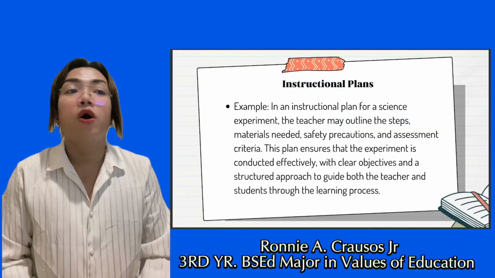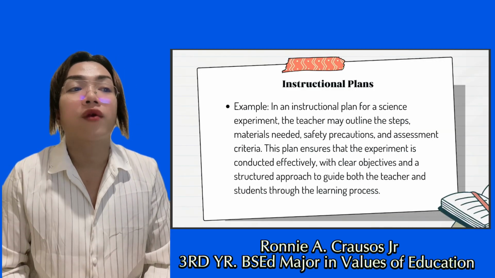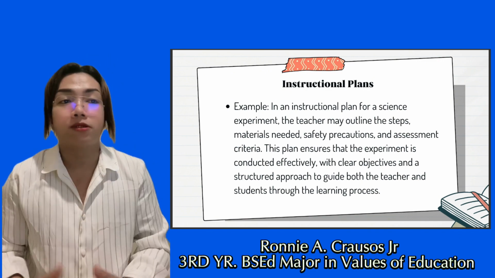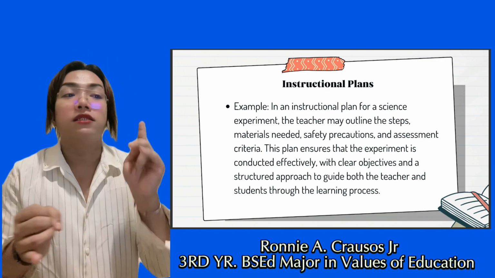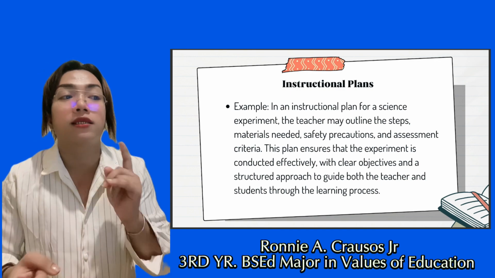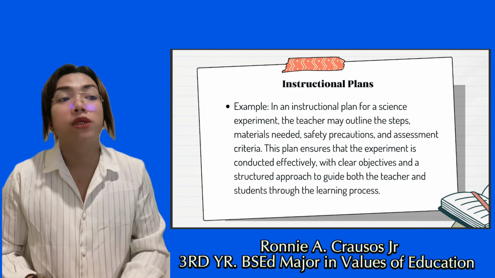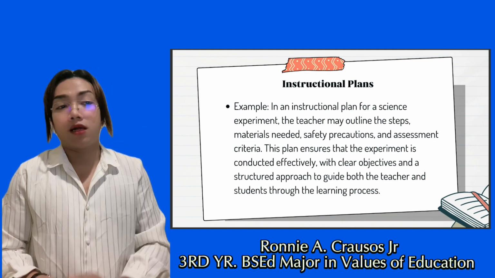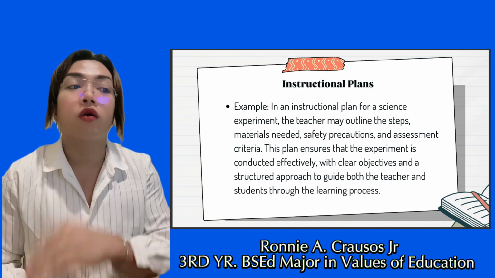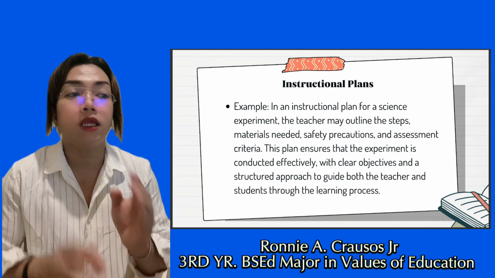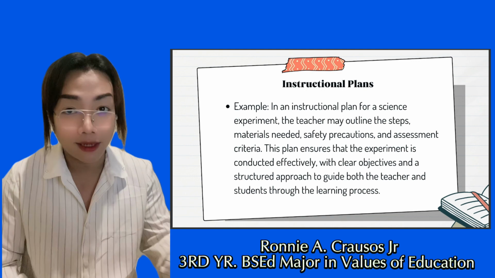For example, in an instructional plan for a science experiment, the teacher may outline the steps, materials needed, safety precautions, and assessment criteria. This plan ensures that the experiment is conducted effectively with clear objectives and a structured approach to guide both the teachers and students through the learning process.